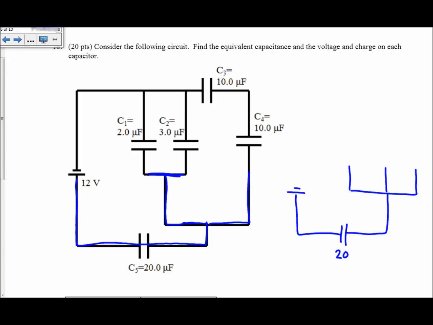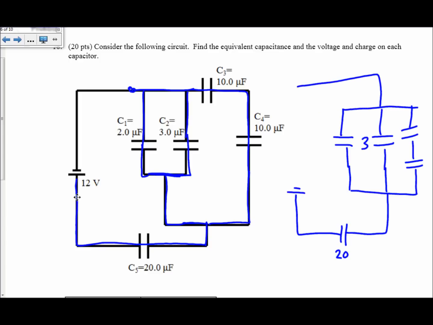All right, in the first branch, I get this 2 microfarad. In the second branch, I get the 3 microfarad. And then in the third branch, I get 2 10 microfarad. And then they all come back together and go back to the battery. So I have a 2, a 3, and then 2 10 microfarad.